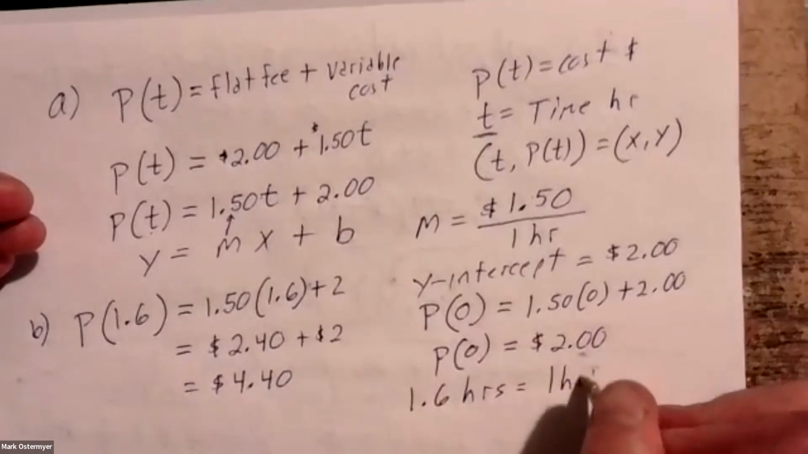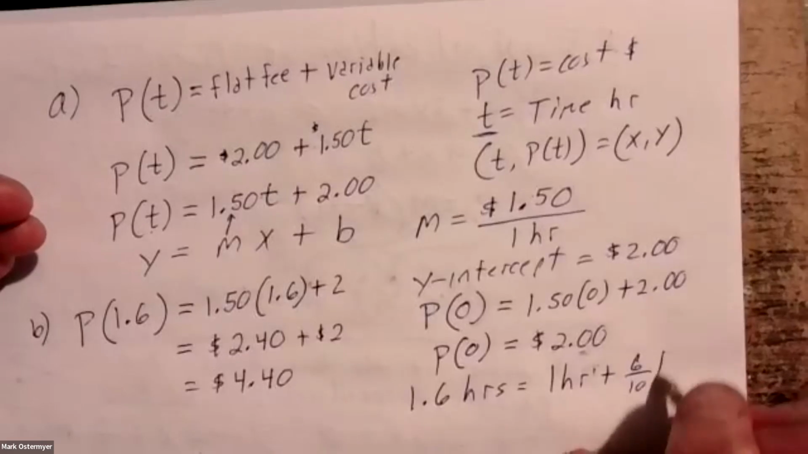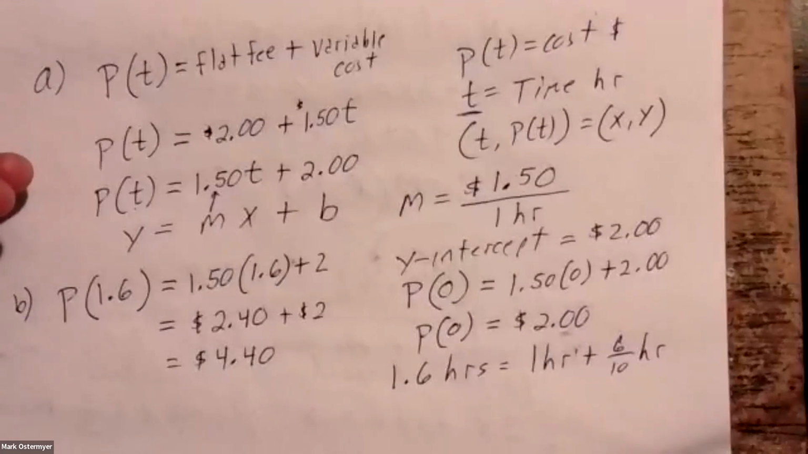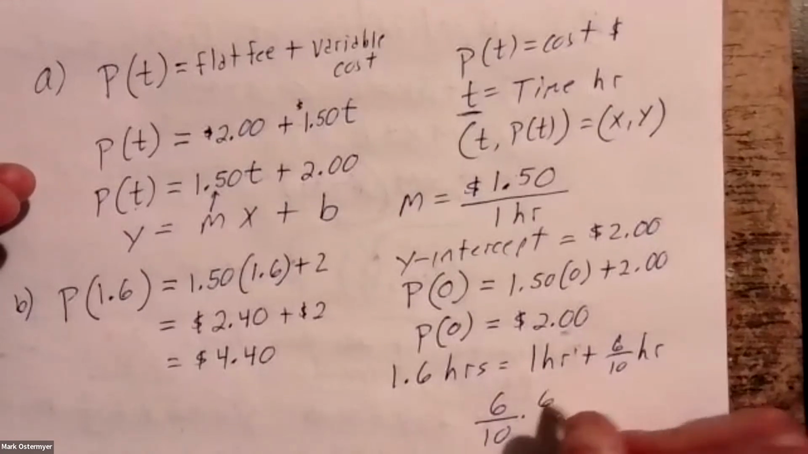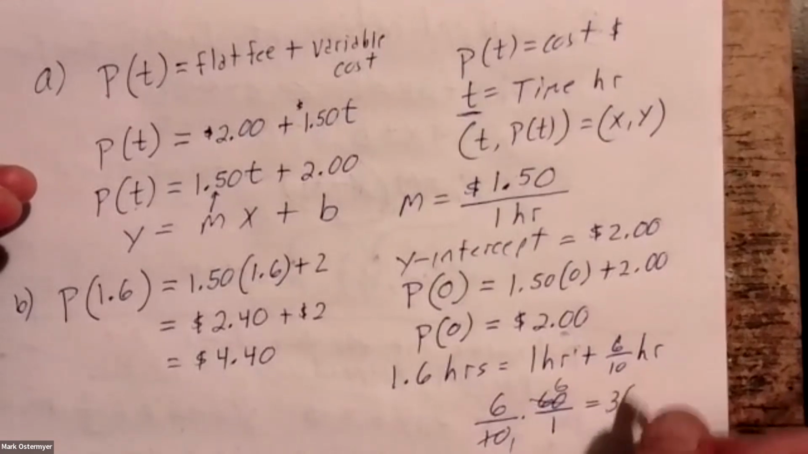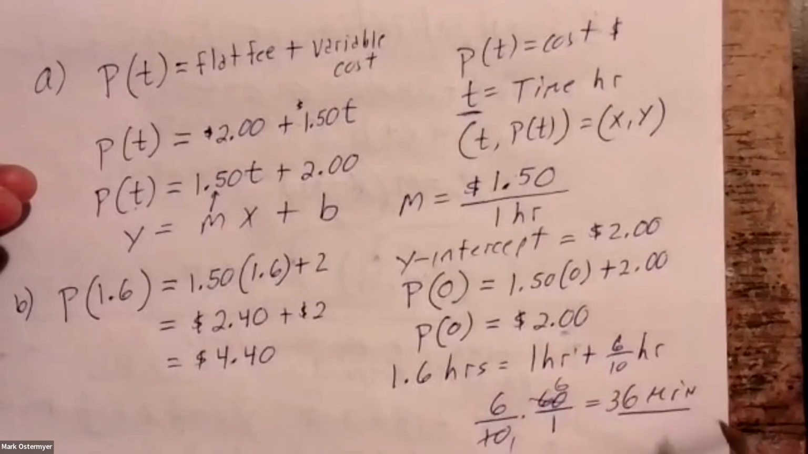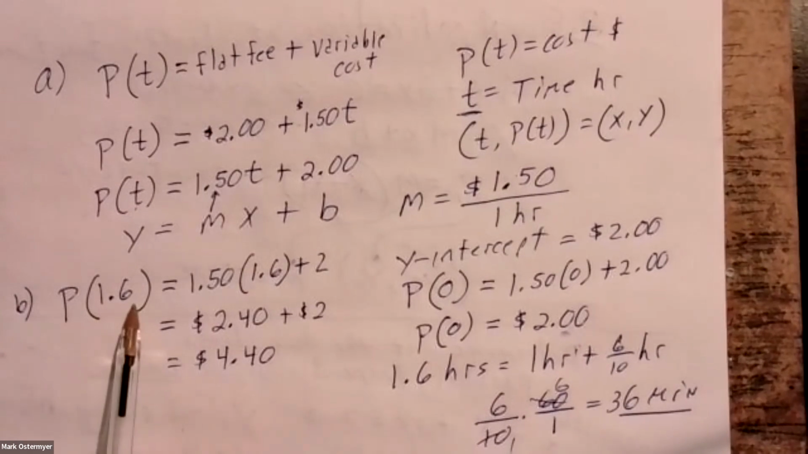Well, that's going to be 1 hour plus 6/10 of an hour. True? So what's 6/10 of an hour? 60 minutes in an hour. That's going to be 6/10 times 60 minutes per hour. 10 divides into 60 six times. 6 times 6 is 36. That's going to be 36 minutes. Therefore, 1.6 hours is 1 hour and 6/10 of another hour, and that 6/10 of another hour is going to be 36 minutes. So to park in this garage for 1 hour and 36 minutes, it's going to cost you $4.40.